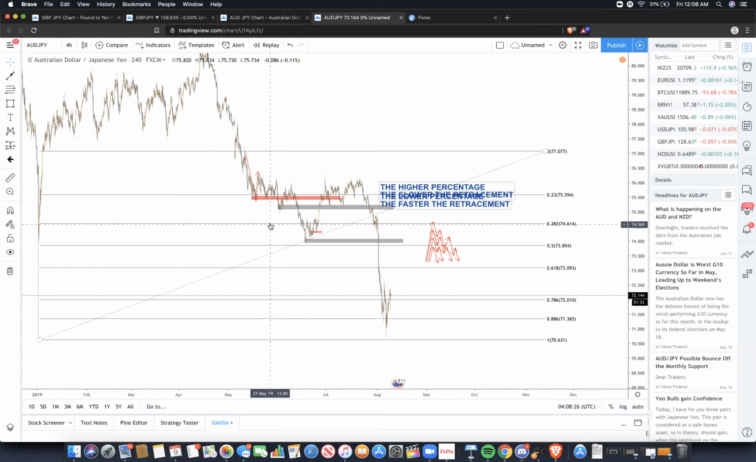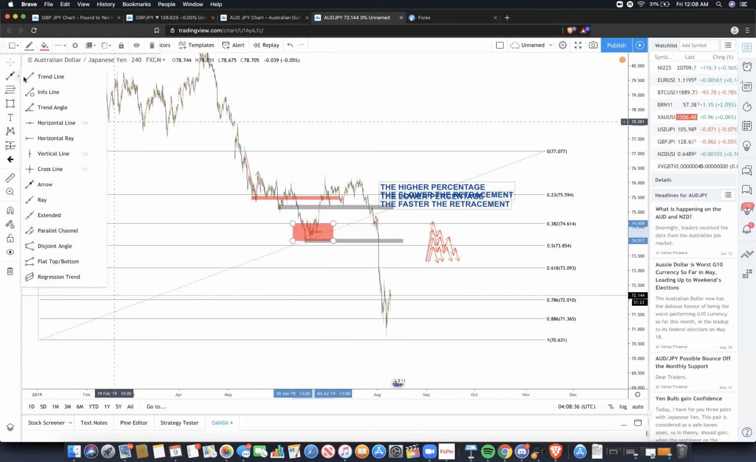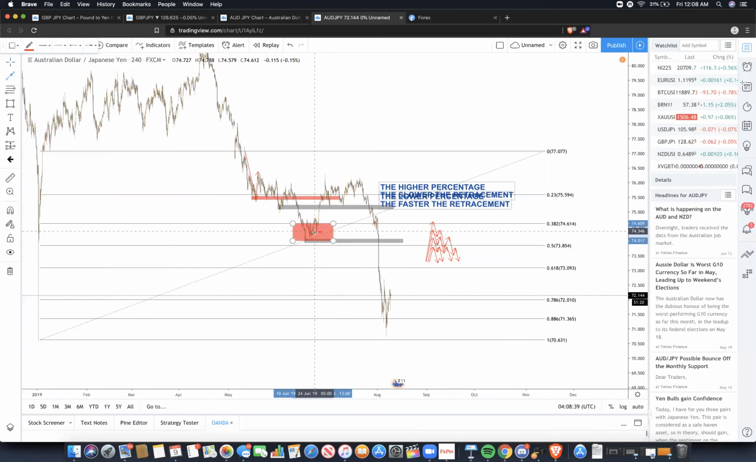Here's my 38.2 line. The market couldn't break it. See how it couldn't break it? Faked out. What's the reaction? Strong push up. Couldn't break back above the 23.6 and broke below. What was the next reaction? Just kept going down.